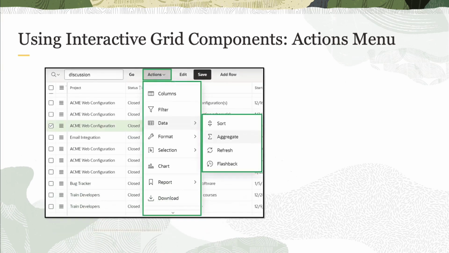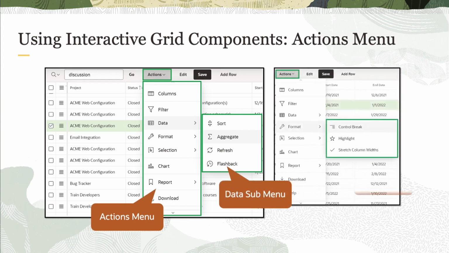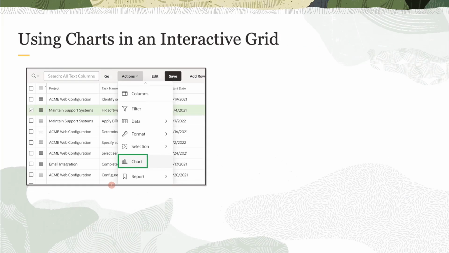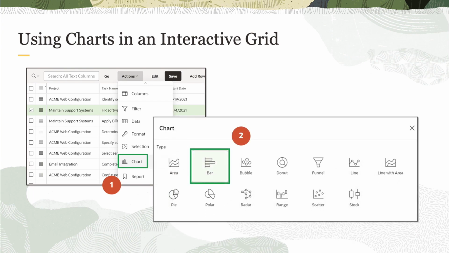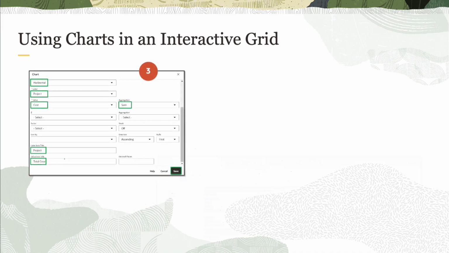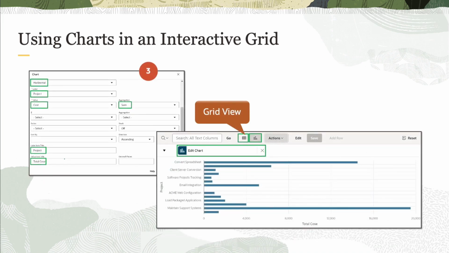The interactive grid toolbar also has an actions menu which contains functions and submenus for customizing the data in interactive grids. Under actions menu, user also gets an option to display the data in the interactive grid in the form of a chart. Various chart types such as area, bar, line, pie, polar, etc. are available. Once a chart is created, user can switch between grid view and chart view by clicking on the toggle that appears in the interactive grid toolbar.